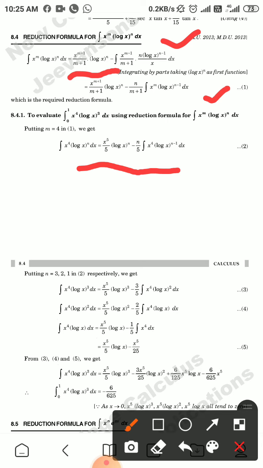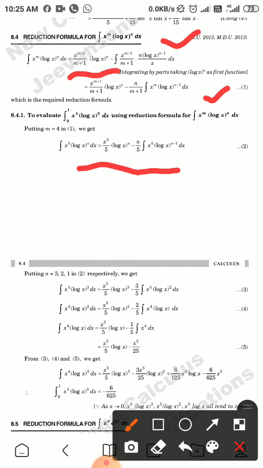Now putting n is equal to 3 in 2 respectively, we get integration x raised to power 4 log x raised to power 3 dx is equal to x raised to power 5 divided by 5 log x raised to power 3 minus 3 by 5 integration of x raised to power 4 log x raised to power 2 dx.